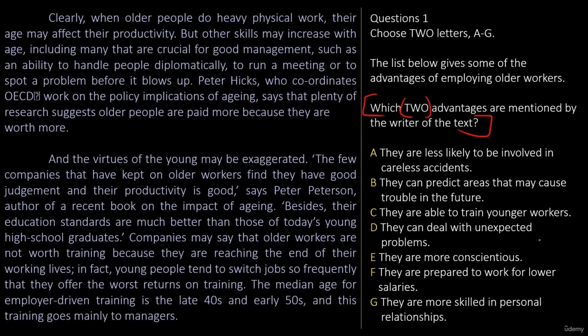Great, we are back. Let's see the answers themselves. The solution for this one is B, they can predict areas that may cause trouble in future, and G, they are more skilled in personal relationships.